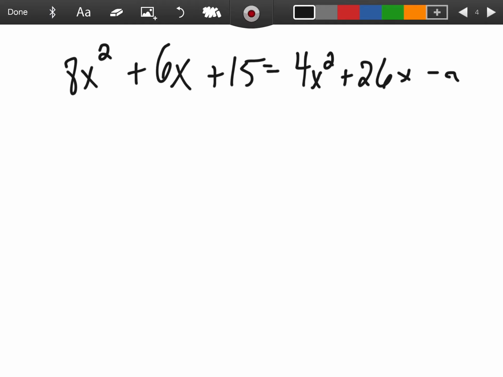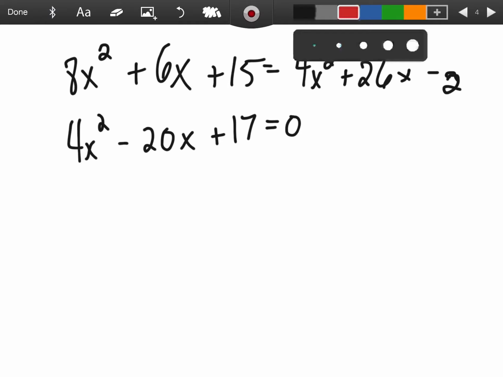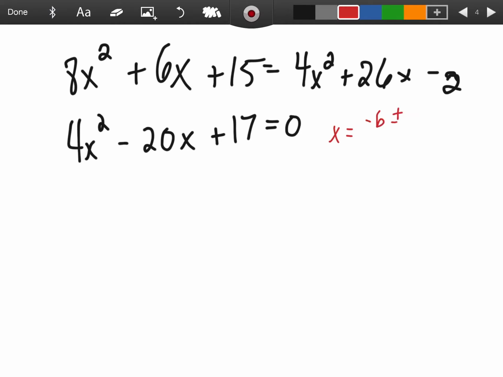All right, so this is the problem that we did last time with completing the square. We are just going to use the quadratic formula to solve it. So we need everything on one side, have it equal to 0. So I'll subtract everything from the right. So I have 4x squared minus 20x plus 17 is equal to 0. Now let's just use that quadratic formula, which hopefully you've remembered. Okay, I'm not expecting you to have already memorized it, but soon you will.